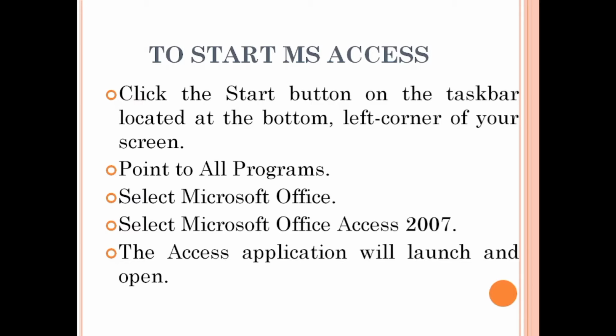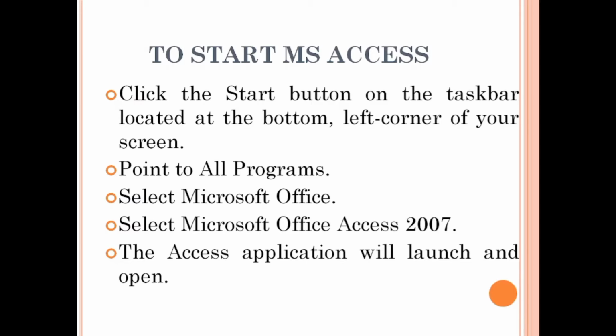Then after that we have to point to the All Programs option. In that option we have to select Microsoft Office. Once we select Microsoft Office, we go to the application in it called Microsoft Office Access 2007. Then the Access application will launch and open. This is the first way through which you can start MS Access in your computer system.